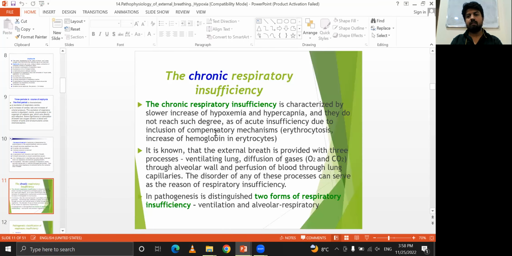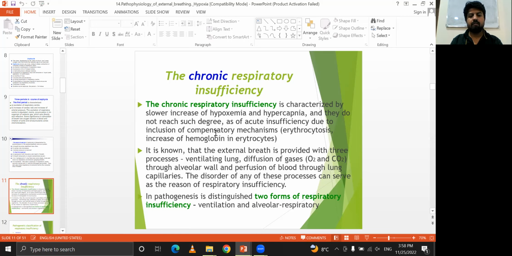After that, we will talk about chronic respiratory insufficiency. It is characterized by a slower increase of hypoxemia and hypercapnia, and they do not reach such a degree as in acute insufficiency due to the inclusion of compensatory mechanisms, like erythrocytosis and an increase of hemoglobin in the erythrocytes. External breathing provides three processes: ventilation of the lungs, diffusion of gases through the alveolar wall, and perfusion of blood through the lung capillaries.